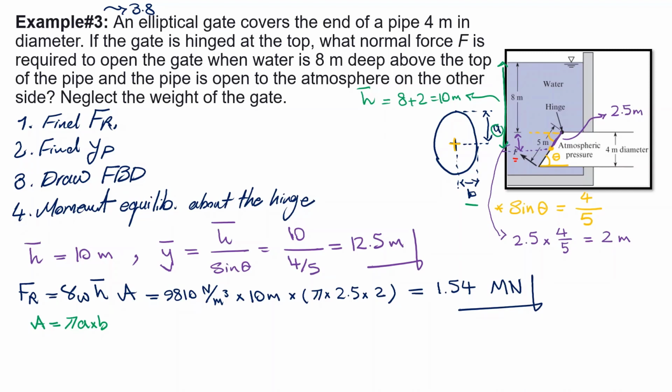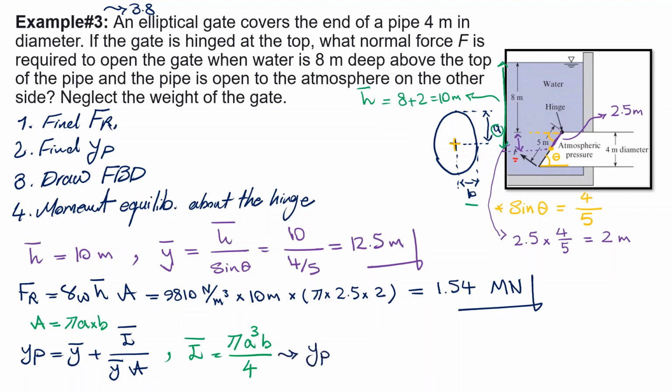Now, the next thing that we need to find is YP. YP is equal to y bar plus, in the denominator you have y bar times A, and in the numerator you have I bar. So let me review. I bar for an elliptical shape would be simply pi A to the power 3 B, and then you will have 4 in the denominator. Now I'm going to replace that into my equation. So YP would be equal to 12.5 meters plus, if you calculate that fraction, 0.125 meters, okay? And this would be 12.625 meters, and that's my YP, or the slant distance to the center of pressure.